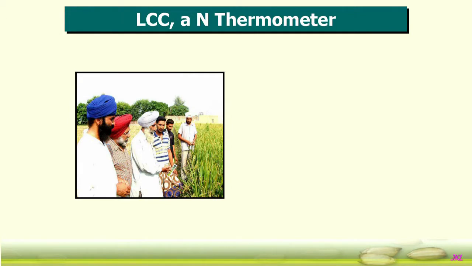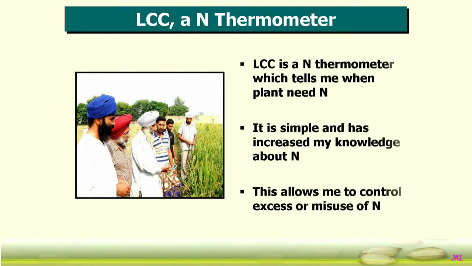We have been working on it all over Asia, and farmers love this simple tool. They say LCC is like a nitrogen thermometer, which tells me when the plant needs nitrogen. It is simple and has increased my knowledge of nitrogen. Because whenever you tell them to use this leaf color chart to find out how much nitrogen the crop requires, you also tell them that if you apply excess, then you are losing it. So that knowledge goes with it, and this allows me to control excess or misuse of nitrogen.